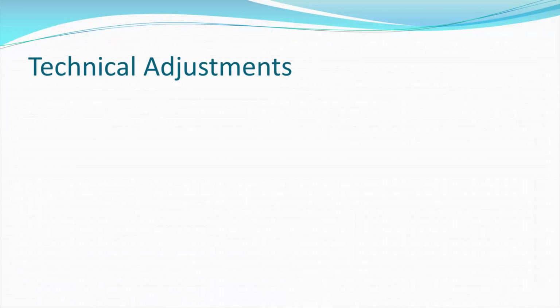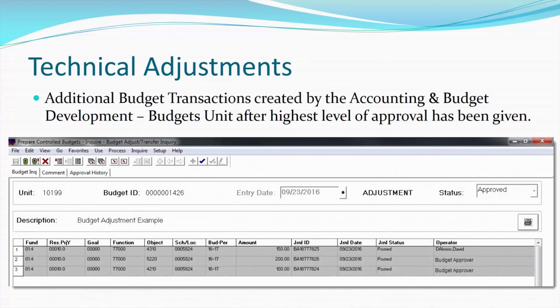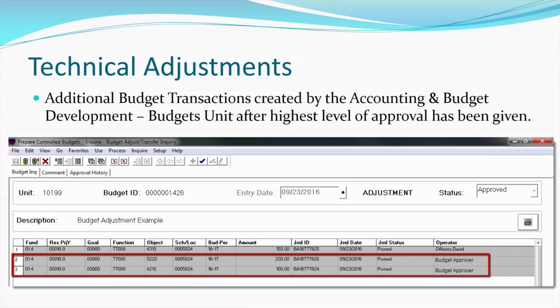The Accounting and Budget Development Budgets Unit has been given the authority to add additional transactions by way of technical adjustments after the highest level of approval has been given. Technical adjustments will appear as separate line items on the inquiry screen and will list the budget approver who added the technical adjustment.